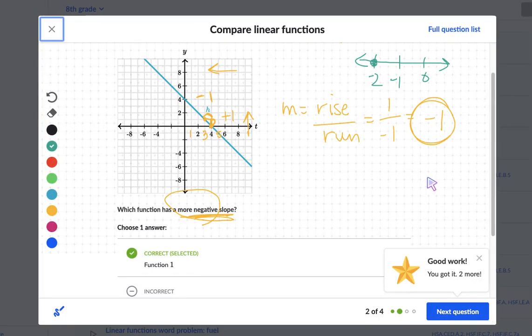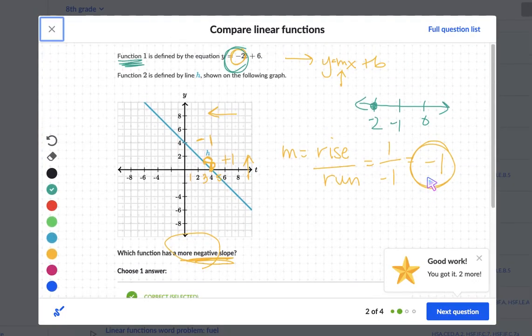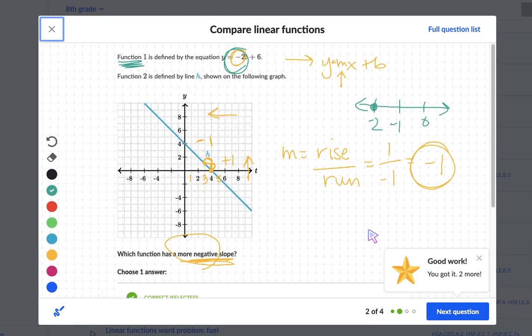Okay, so knowing your y equals mx plus b from an equation and a graph is going to help you with these problems, because not every function is going to be displayed as an equation and not every function is going to be displayed as a graph. Let's try another question.